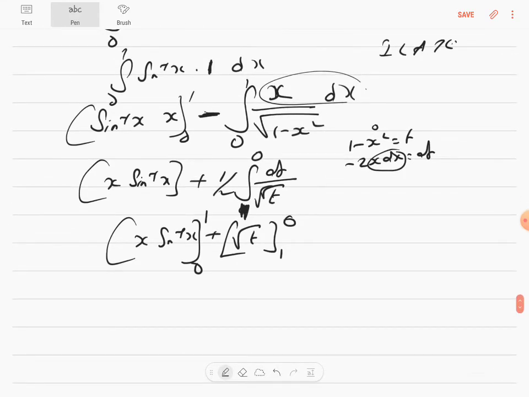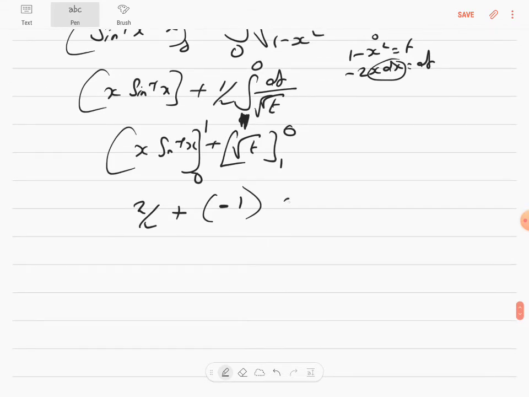Now you just substitute 1 into sine inverse of 1, which is pi by 2, right? Sine inverse of 0 is 0, you can ignore the lower limit, plus 0 root 0 is 0 minus root 1 is 1, so minus 1. So you get pi by 2 minus 1, which is what you want.